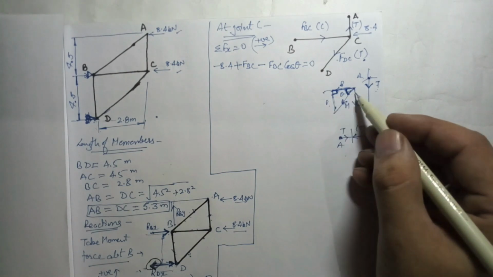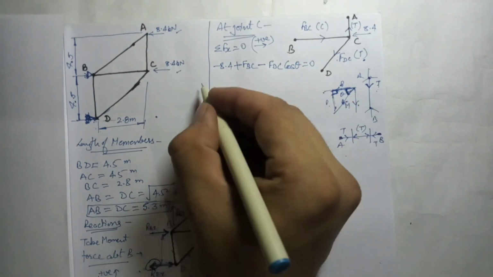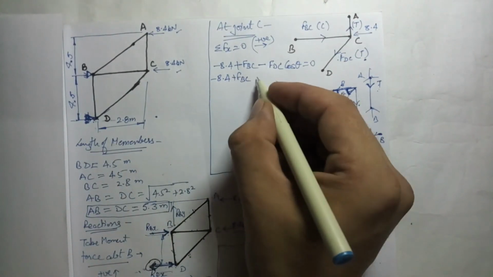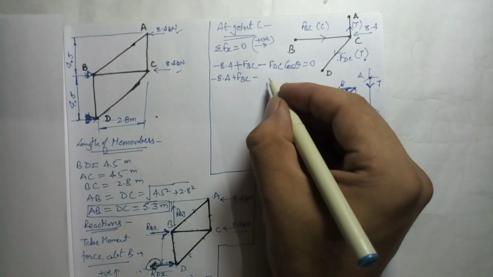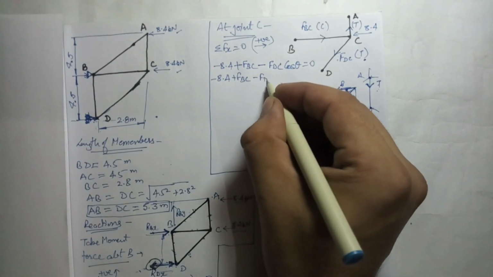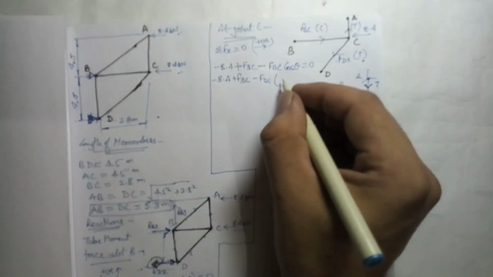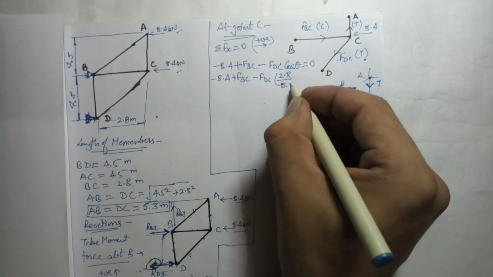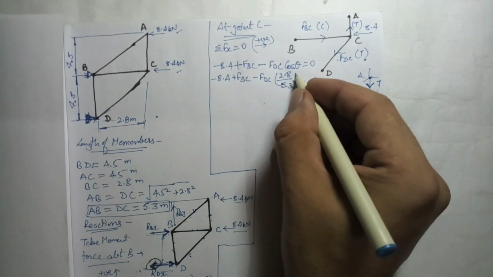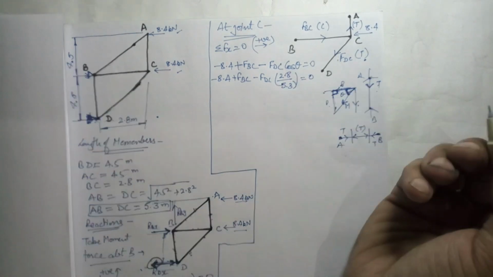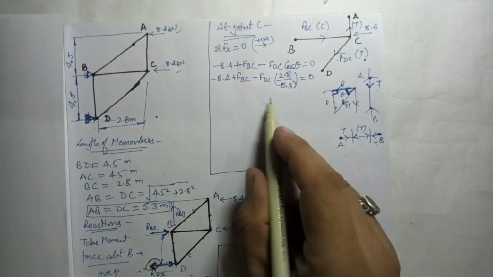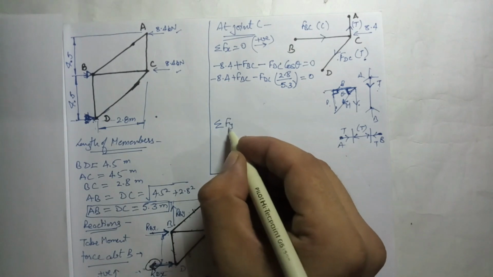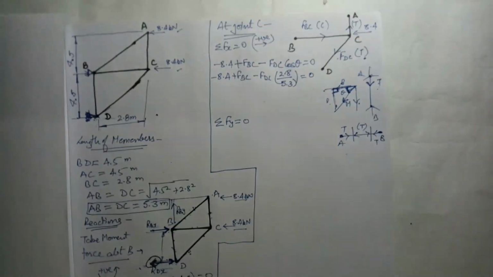Now we have this value, that is 2.8. So we will fill the values: 8.4 plus FBC, which we have to calculate, minus FDC, again an unknown value, times cos theta, which here is 2.8 divided by 5.3, and that is equal to 0. Now we can leave it here because we don't know the value of FBC and FDC. I will start with the y direction, sum equals 0, then again I will come to this equation.